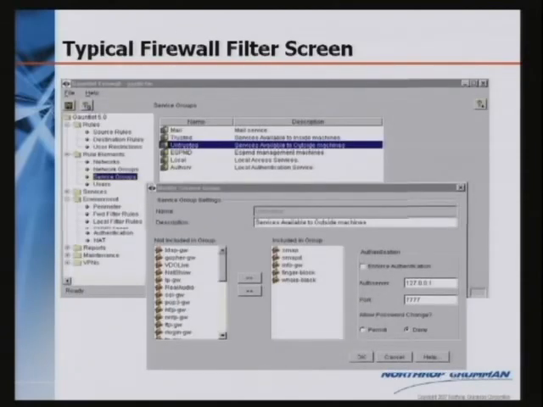Now, when you install a firewall, let me just ask, how many people here have actually worked with a firewall? Okay.